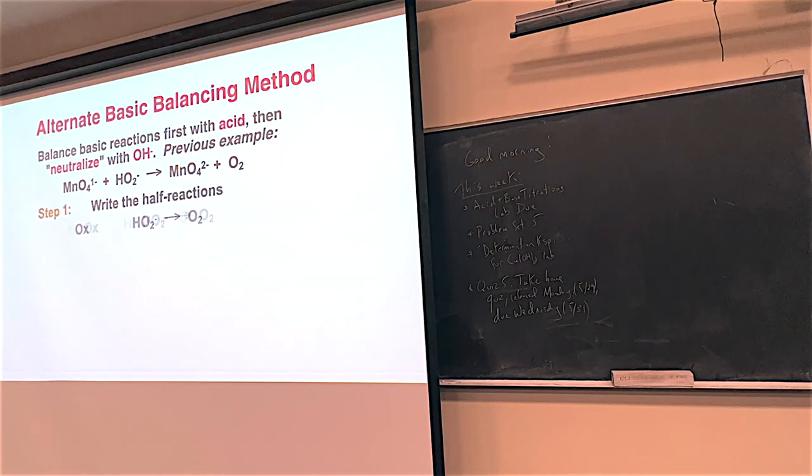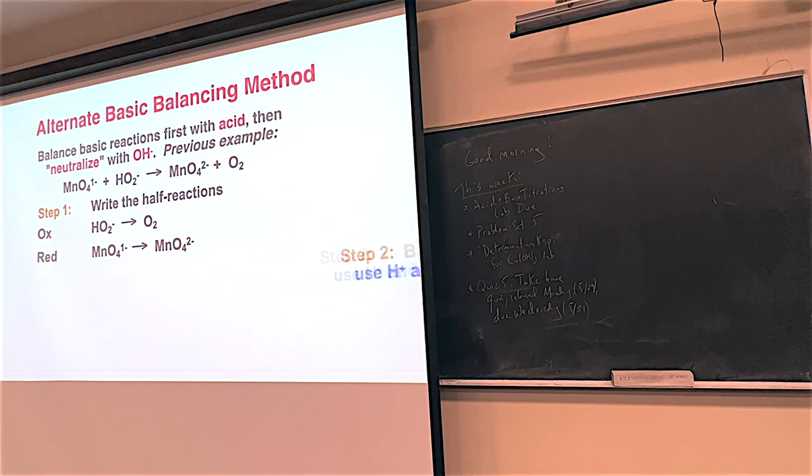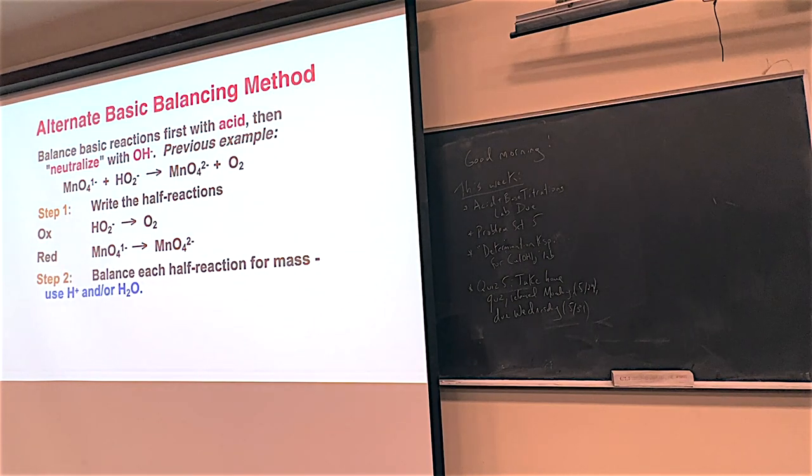So very quickly, what you want to do, just like before, write the half reactions, i.e. make the pieces that look similar, put them together. So the two manganese go together, the two oxygens go together. This part's the different part. At this part now, I'm going to pretend that we're doing it in acid. And in acid, you would add H plus and water.